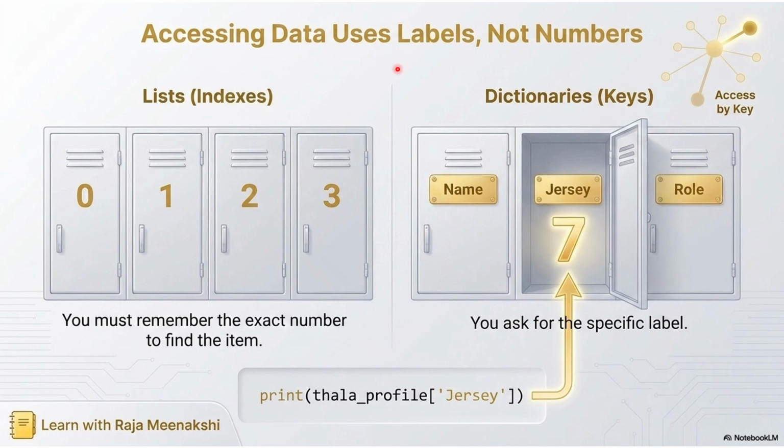Okay, so see here how to access them. It is not using an index. Yesterday, with lists, we accessed using 0, 1, 2, 3, list indices. We must remember the exact number, but here it is not so. You will remember like labels. Name means we will get Dhoni. Jersey means we will get 7. Like that. You ask for the specific label and you will get it. Accessing is with the same square brackets, nothing else.